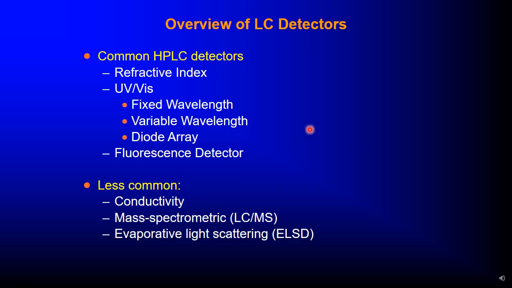Now, an overview of liquid chromatography detectors. The common ones: refractive index, we have UV-Vis, and then we have the fluorescence detector. Less common ones are conductivity, mass spectrometric, and evaporative light scattering.